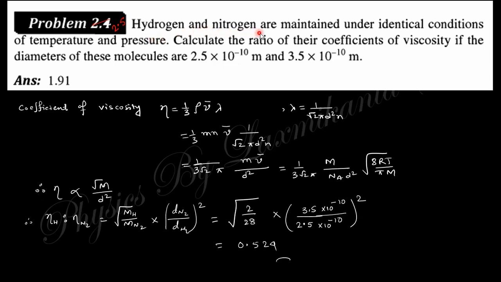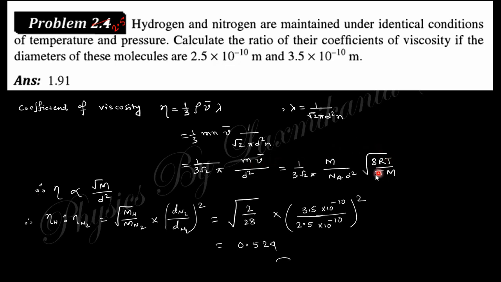Hydrogen and nitrogen are maintained under identical conditions of temperature and pressure. Calculate the ratio of their coefficient of viscosity, that is eta, if the diameters are given like that. The coefficient of viscosity is rho v bar lambda, and lambda is 1 by root 2 pi d square n. So this n cancels out.